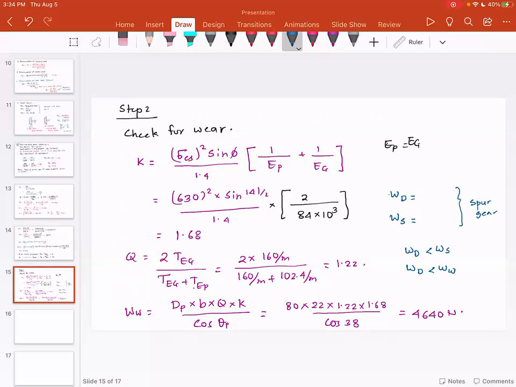So any questions on bevel gear design? Any questions?